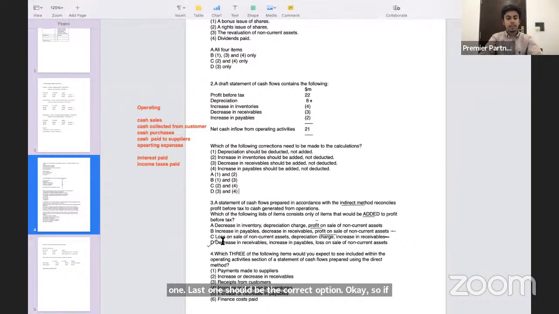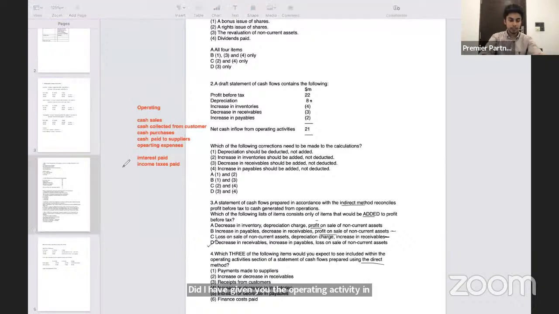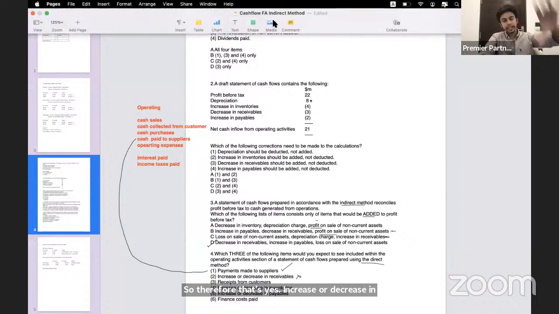Okay, then guys, next one. Which three of the following items would you expect to see included within the operating activity of a direct method? See, direct method. I have given you the operating activity. So guys, payments made to suppliers, only this one. So therefore, that's yes. Increase or decrease in receivable? No, guys. That is from which method? Indirect method. Indirect method only has increase in receivable or reduction in receivable.